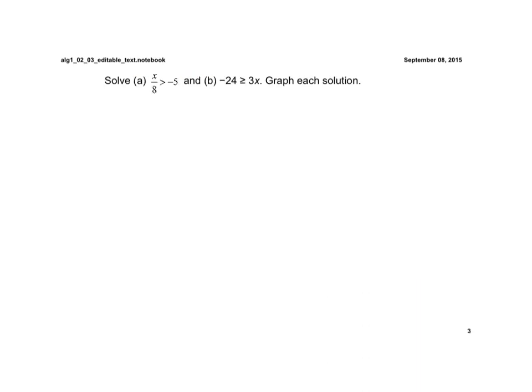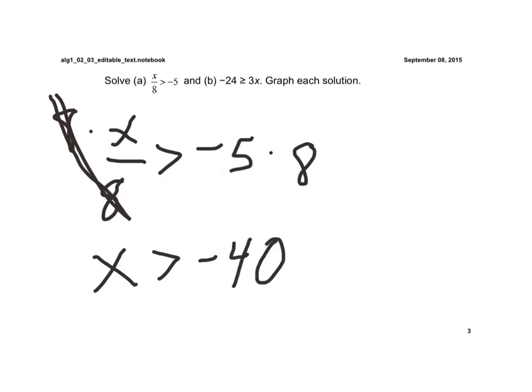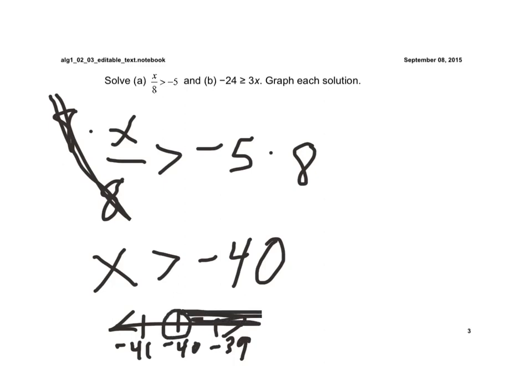If we look at a couple of examples, with this first one we have x divided by 8 is greater than negative 5. To undo dividing by 8, we multiply both sides of the inequality by positive 8. These 8s divide out, leaving just x is greater than negative 40. Now I graph this. With negative 40 here, I can put negative 41 on the left side and negative 39 on the right side. It's open and shaded to the right because it's greater than.